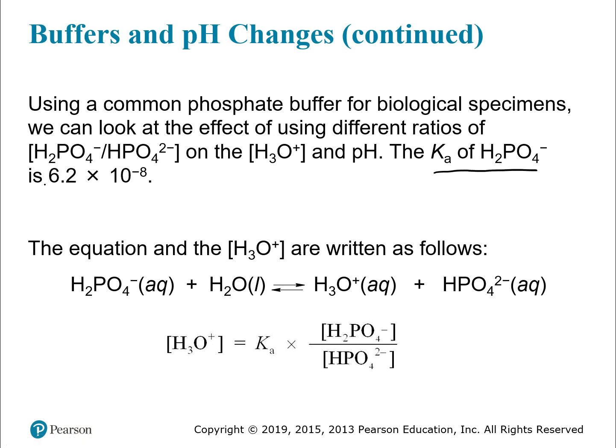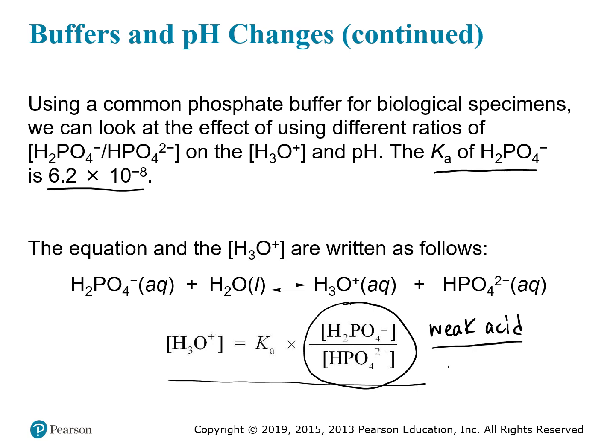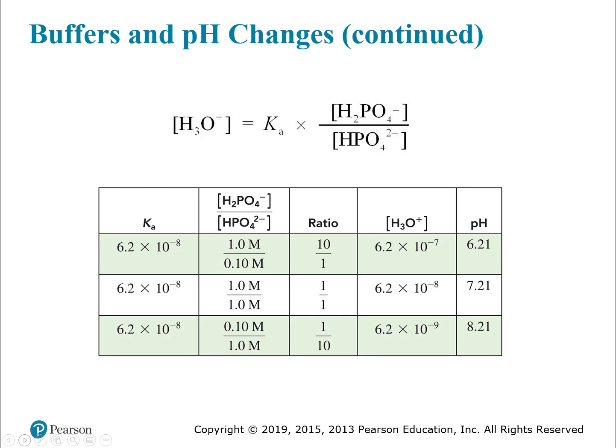This is the Ka for the acid. And you can rearrange the Ka, the acid dissociation expression, just like we did with acetic acid and hydrofluoric acid, to solve for the hydronium concentration. So that's all that's shown here. And again, we're looking at this ratio of weak acid over conjugate base.